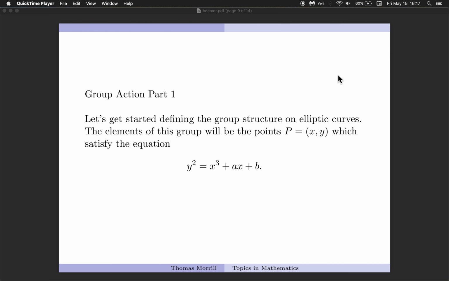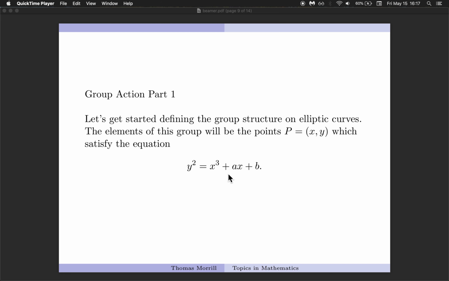Okay, this is the second half of my lecture for today, and this is my first look at the group operation on elliptic curves. So, just as a reminder, we have the graph of an elliptic curve. That graph is the set of all x, y coordinates that solve my equation: y squared equals x cubed plus ax plus b.